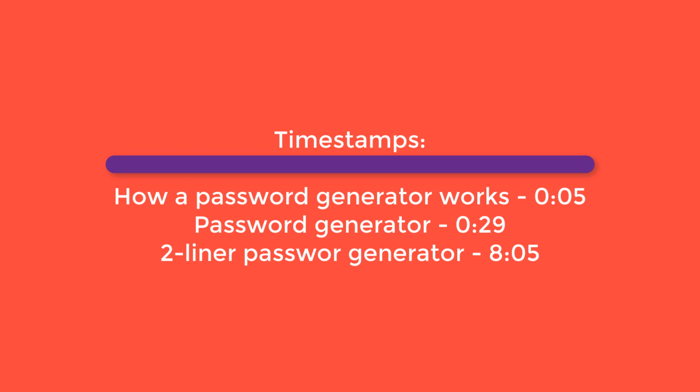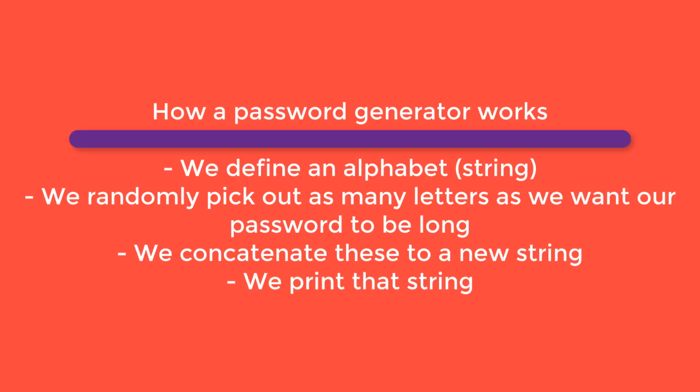Alright, so today we're going to be taking a look at how to create a simple password generator in Python. The basics of how a password generator works are very simple. You basically have an alphabet containing all of the letters and symbols and so on that you want your password to contain. What you then do is you use a randomizer to randomly pick out letters and symbols out of this alphabet and assemble that into a password.